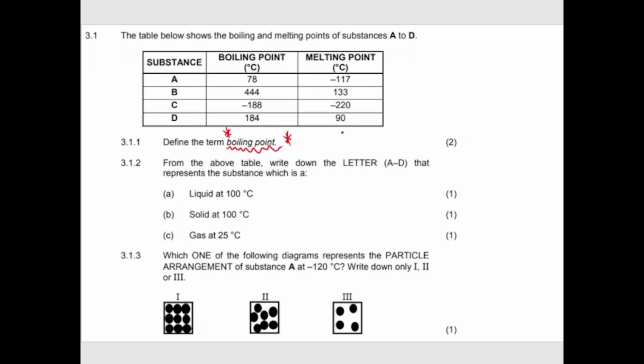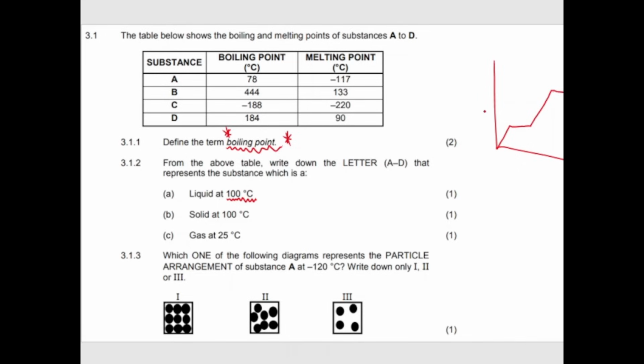From the table above, write down the letter A to D. So just the letter A, B, C, or D. So one of the substances that represents the substance which is a liquid at 100 degrees Celsius. So you guys need to understand that something that is a liquid at 100 degrees Celsius will be before its boiling point. Because remember, if we have to draw a heating curve, that would be solid, that would be melting, that would be liquid, that would be boiling or evaporation, and that would be gas.